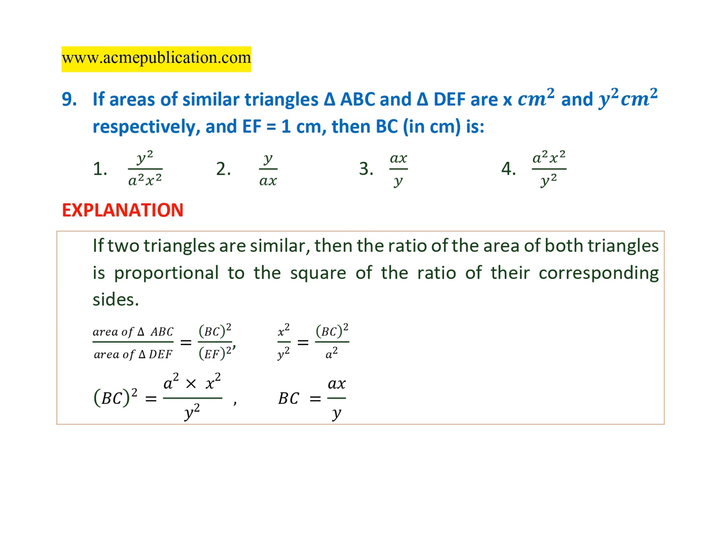If areas of similar triangles, triangle ABC and triangle DEF are x square centimeter and y square centimeter respectively, and EF is equal to 1 centimeter, then BC in centimeter will be. So the property is that if two triangles are similar, then the ratio of the areas of both triangles is proportional to the square of the ratio of their corresponding sides. So by this property, area of triangle ABC upon area of triangle DEF is equal to BC square by EF square. Now putting the values, we will get x square by y square is equal to BC square by 1 square, and solving this we will get BC is equal to x upon y.